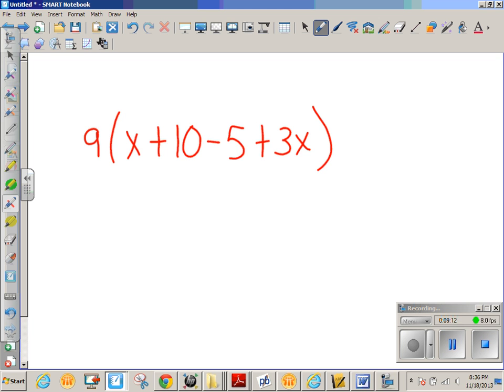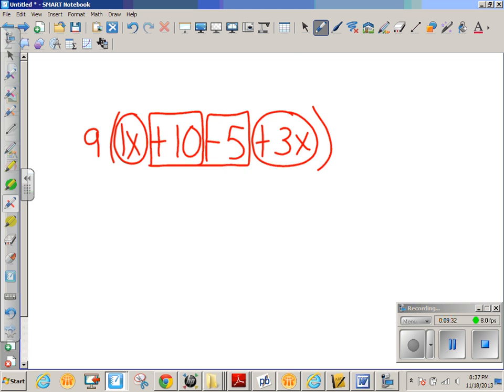And when I look at these parentheses, I see terms that can easily be combined. I see an x, which, again, that's a 1x. I'm going to go ahead and circle that. And then I have a positive 3x. Once again, I'm going to go ahead and circle that. And then I've got a couple of constants. I've got a 10, and I've got a negative 5.